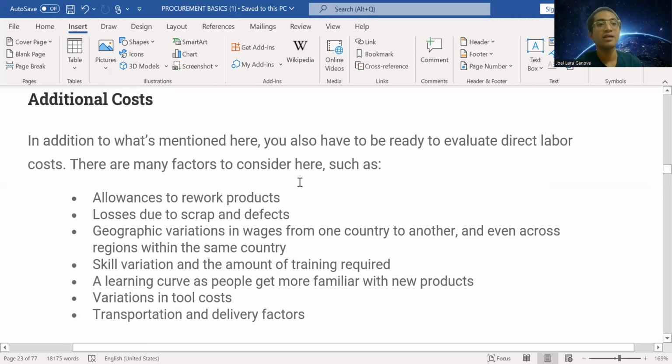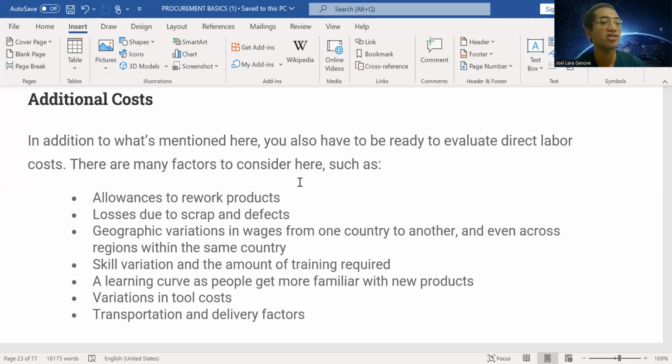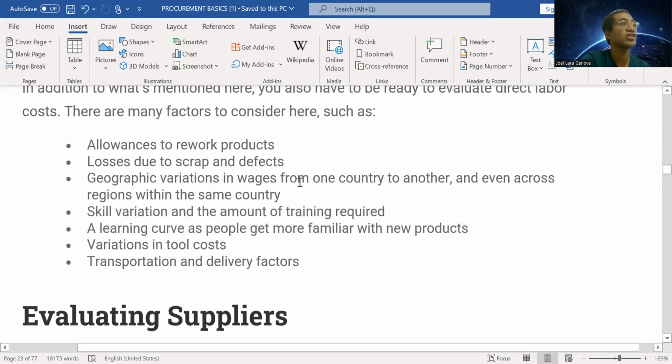We have additional costs. In addition to what is mentioned here, you also have to be ready to evaluate direct labor costs. There are many factors to consider here, such as allowance to rework products, losses due to scrap and defects, geographic variation in wages from one country to another, and even across regions within the same country. Skill variation and amount of training required, a learning curve as people get more familiar with new products, variation in tools costs, transportation, and delivery factors. Those are your considerations with additional costs.